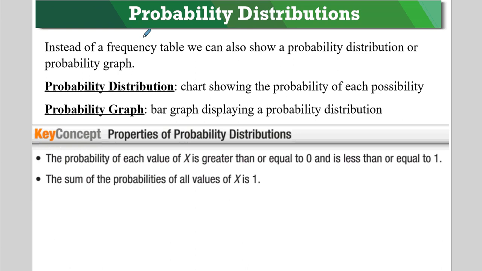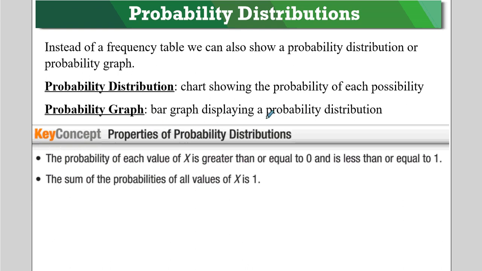So instead of a frequency table, we more often than not use a probability distribution or a probability graph. A probability distribution is essentially converting that table we just had into probabilities instead of frequency counts. A probability graph is just a bar graph that displays the probabilities for each of the events.